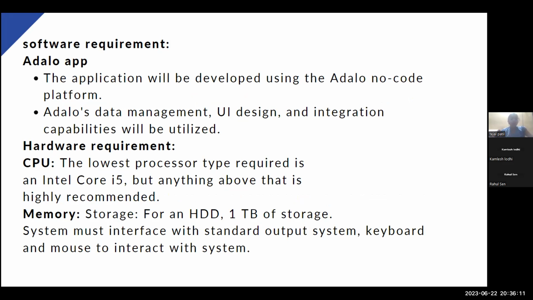Next is the hardware requirement. So CPU, memory, and system we are using here. For the CPU, the lowest processor type required is Intel Core i5, but anything above that is highly recommended. For memory, for storing, for a hard disk drive, 1 terabyte of storage is required, and the system must interface with a standard output system, keyboard and mouse to interact with the system.